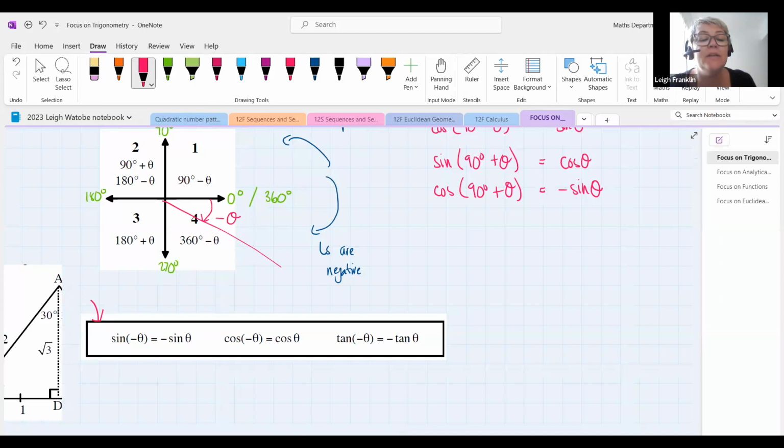That's why we get negative sine theta. Cos minus theta gives us positive cos theta, because x and r are positive. Well, x is positive in quadrant 4, r is always positive. And tan minus theta reduces to minus tan theta, because y is negative in the fourth quadrant. So those are some more reduction formulae, essentially, but with our negative angles.